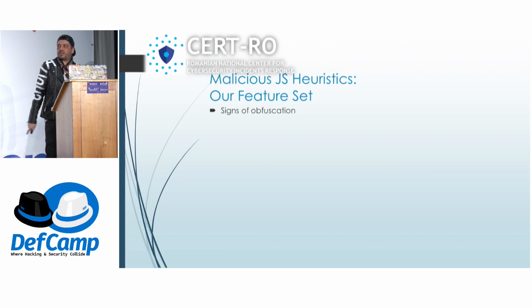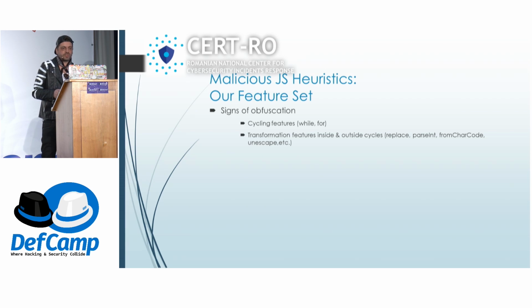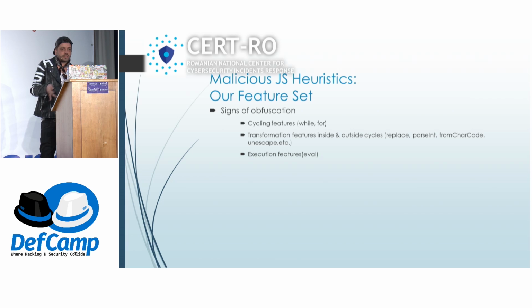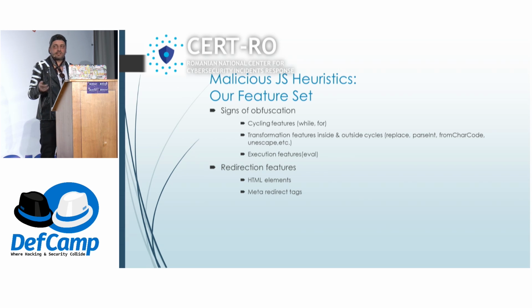So our feature set basically consists of signs of obfuscation, which can be cycling features like instructions like while or for, transformation features inside and outside cycles, like replace, parseInt, fromCharCode, unescape, etc. And execution features, namely eval. Also, we're looking for redirection features, like HTML elements, meta-redirect tags, Java, iframe, JavaScript, etc. It's a whole lot of redirection features we're analyzing for.